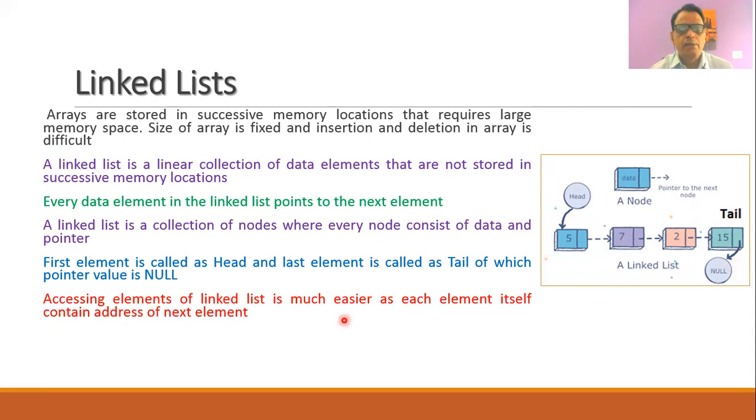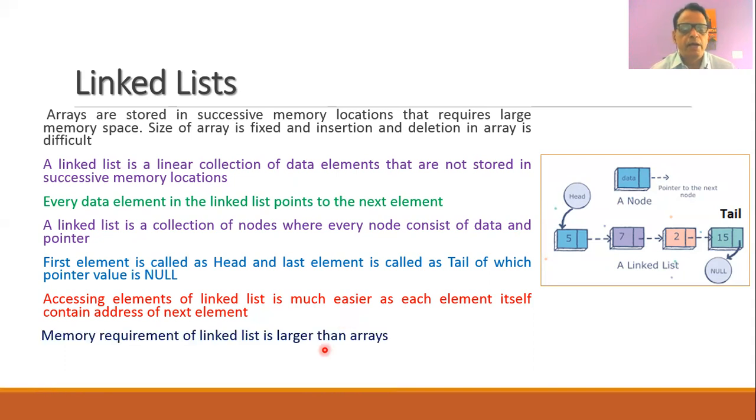Accessing the elements in the linked list is much easier than in arrays, because in case of arrays, the computer needs to compute the location of each and every element. But in case of a linked list, the node itself contains the address of the next element, and therefore accessing the elements of the linked list is quite easy.